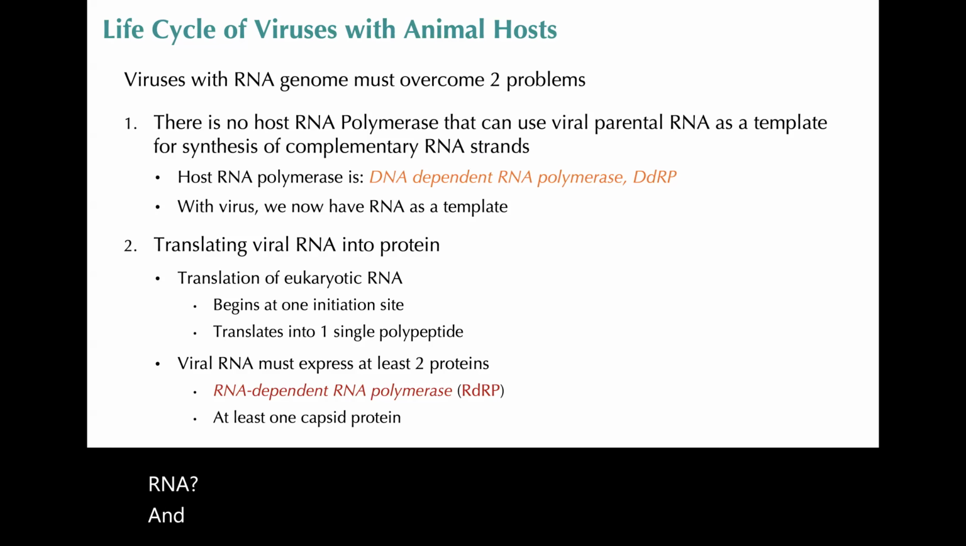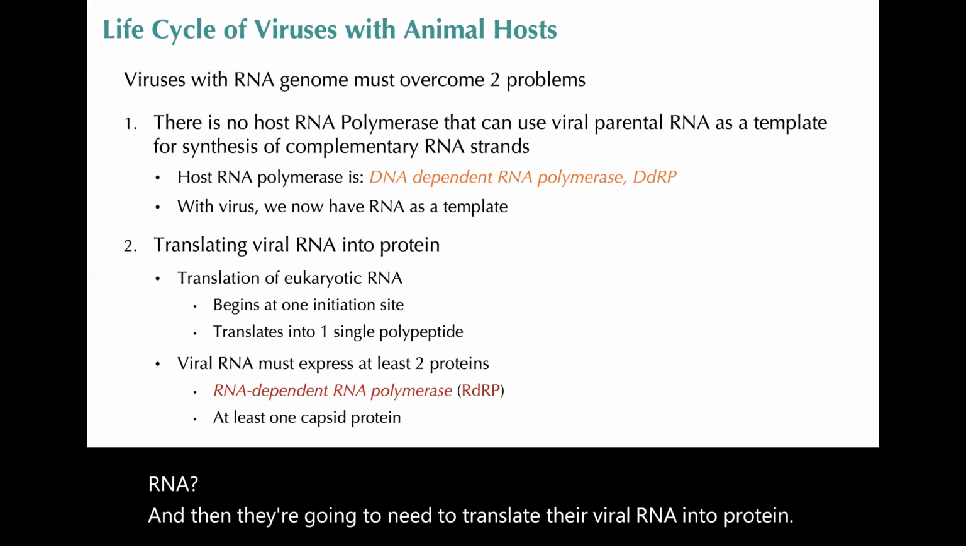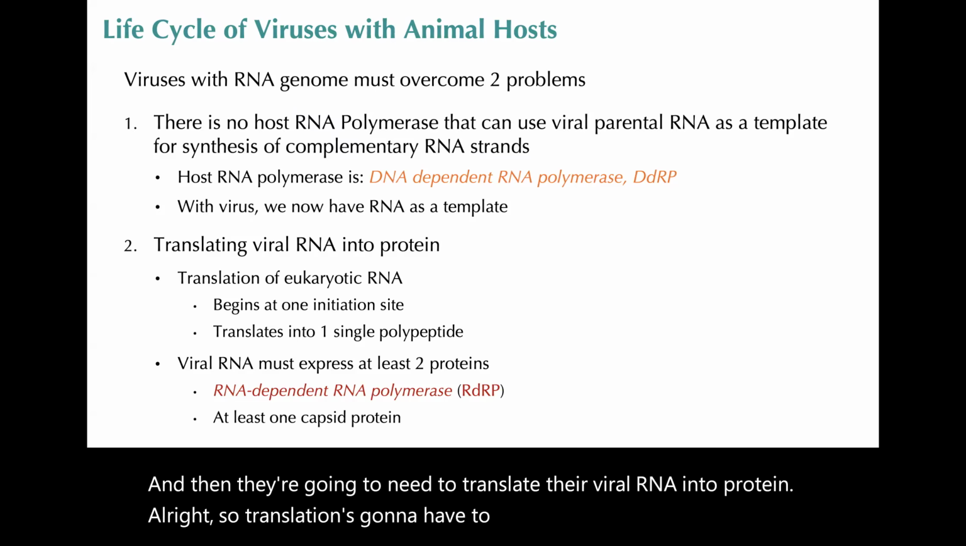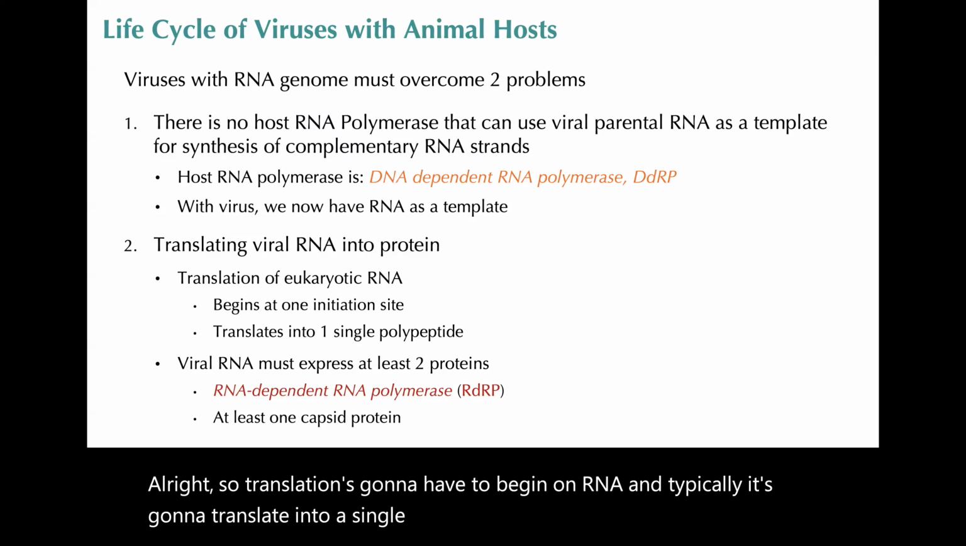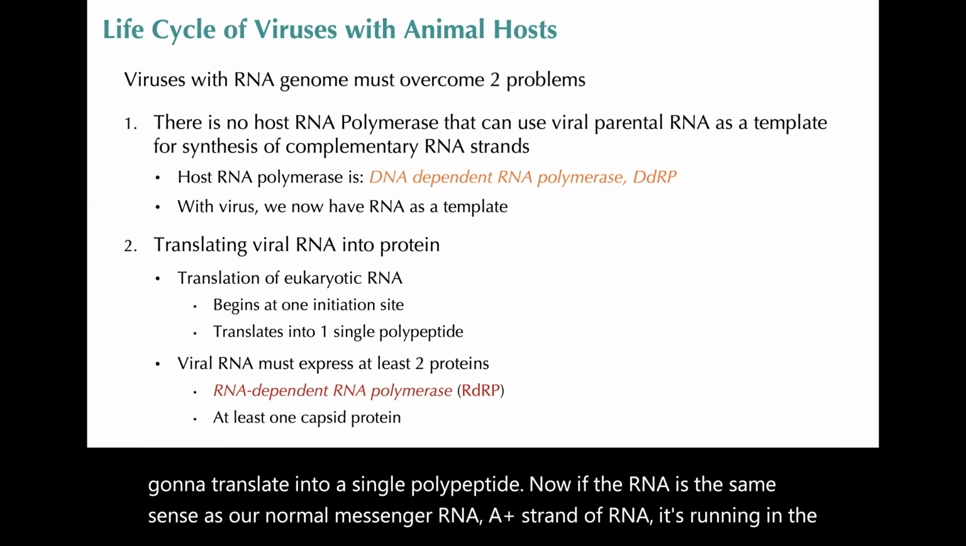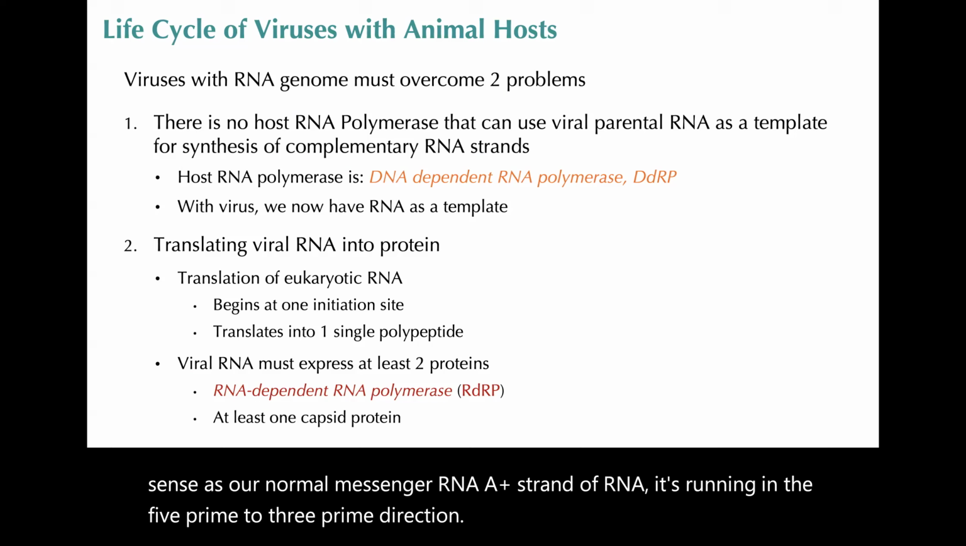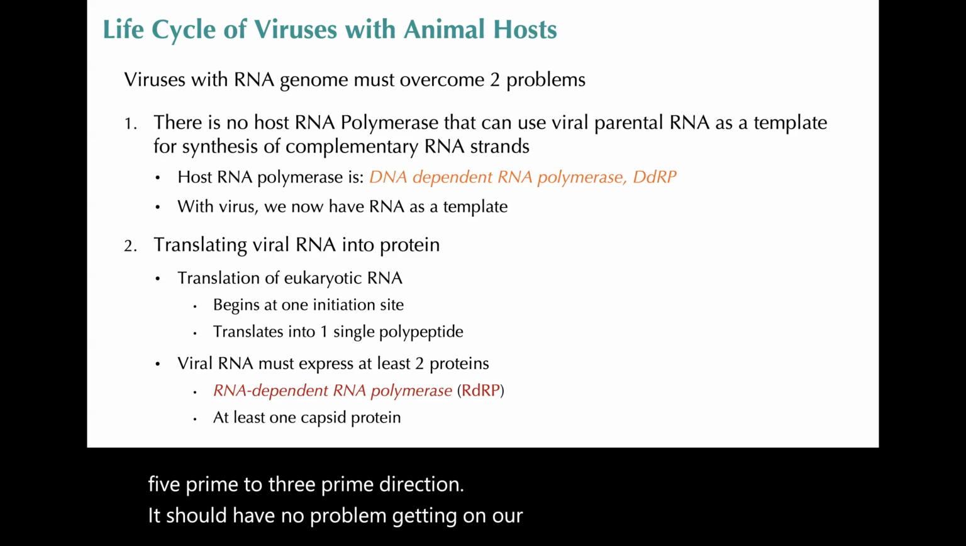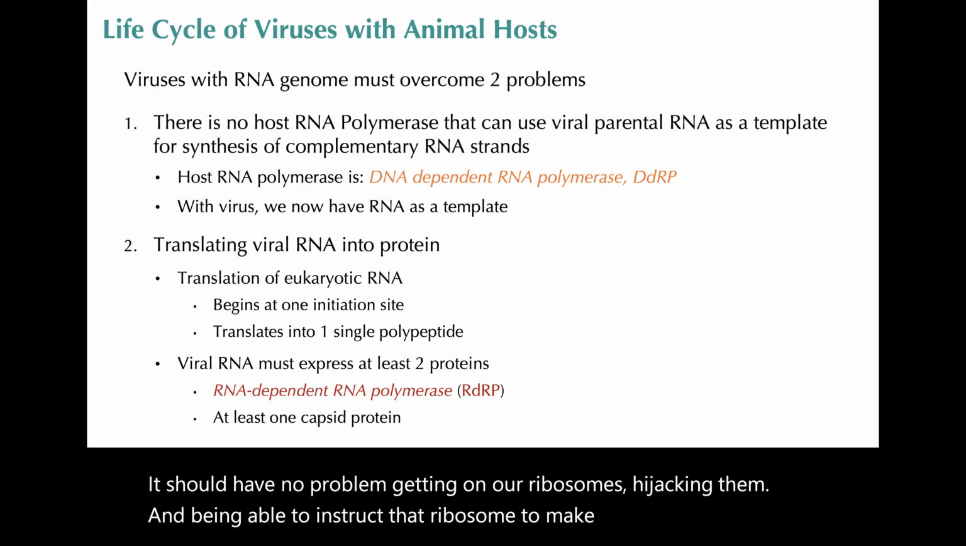And then they're going to need to translate their viral RNA into protein. All right, so translation is going to have to begin on RNA, and typically it's going to translate into a single polypeptide. Now, if the RNA is the same sense as our normal messenger RNA, a plus strand of RNA, running in the 5' to 3' direction, it should have no problem getting on our ribosomes, hijacking them, and being able to instruct that ribosome to make those viral proteins.